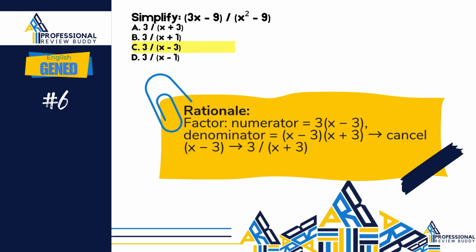Simplify 3x minus 9 over x squared minus 9. Factor. Numerator equals 3 times x minus 3, denominator equals x minus 3 times x plus 3. Then cancel x minus 3 to get 3 over x plus 3.